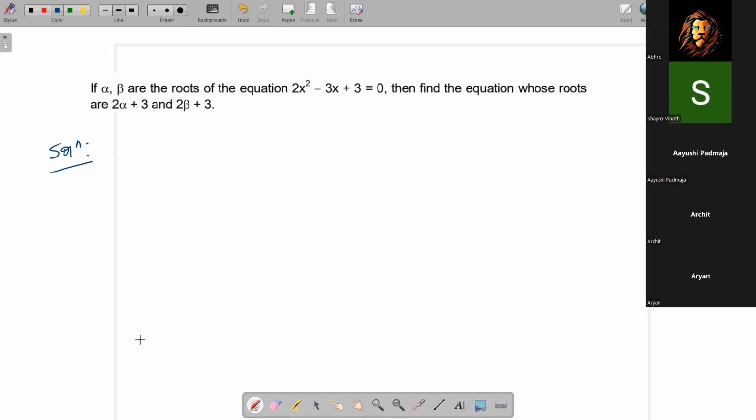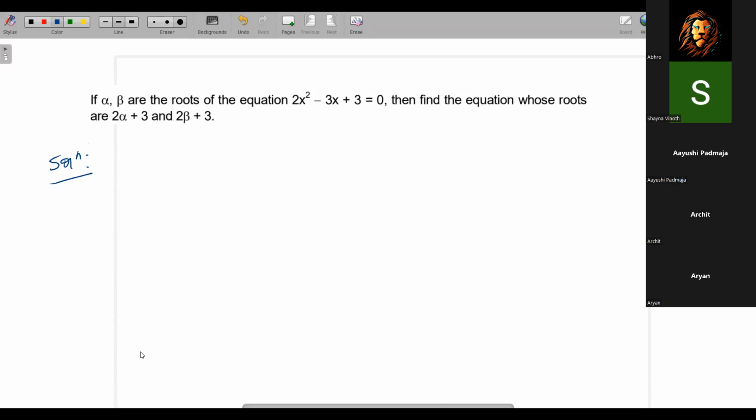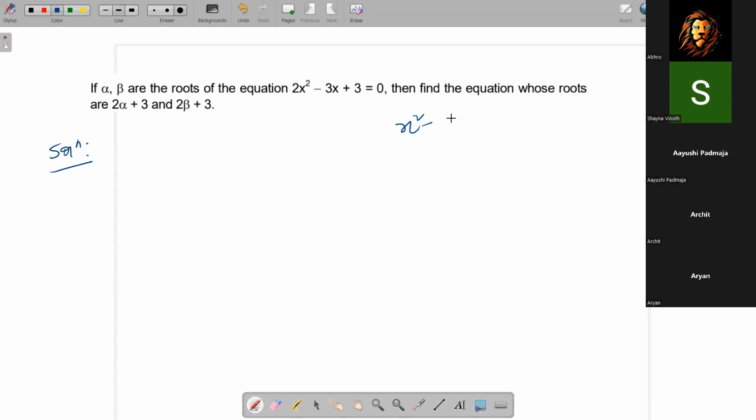Sir, x cube minus 9x square plus 21x plus 3 is equal to 0. This is the answer.